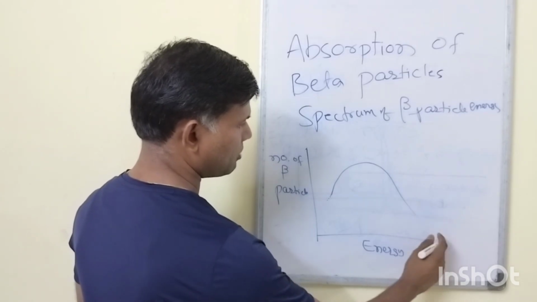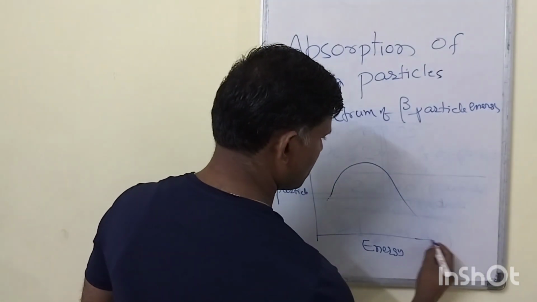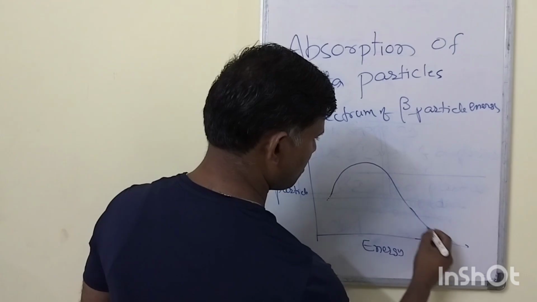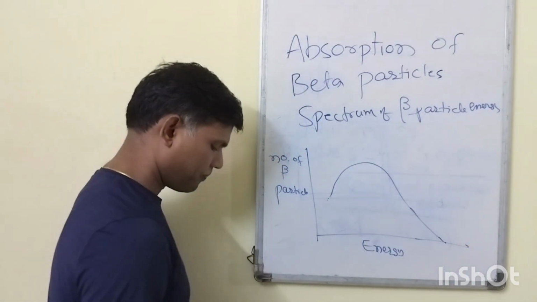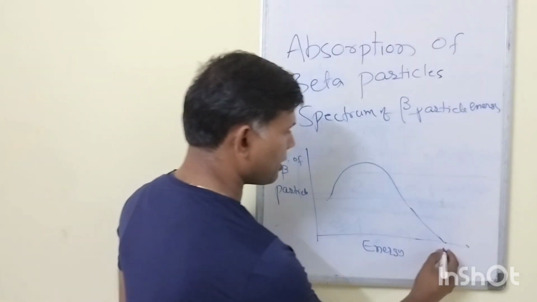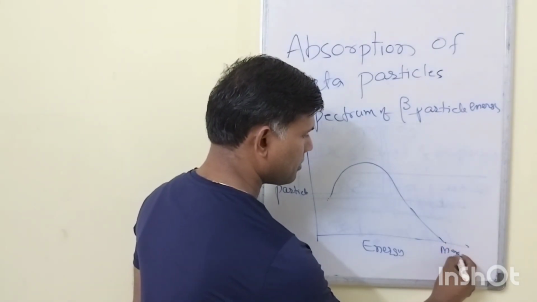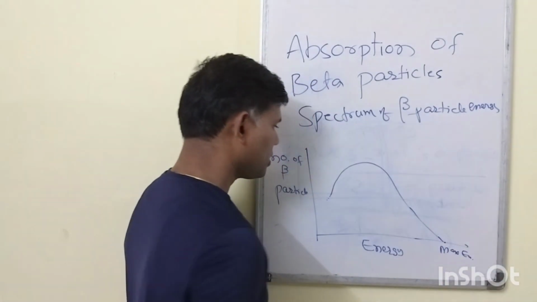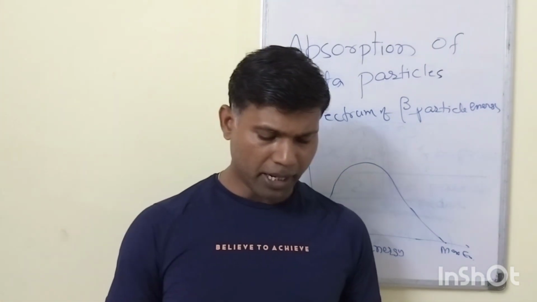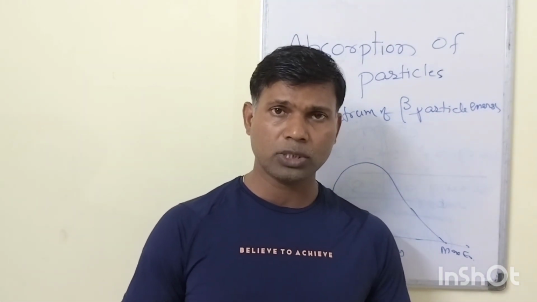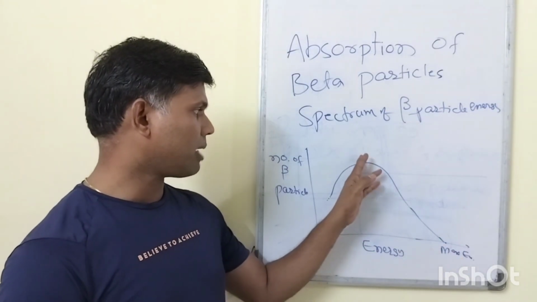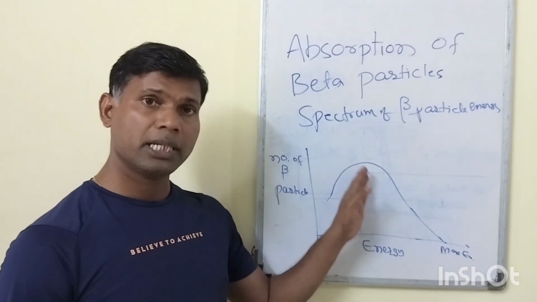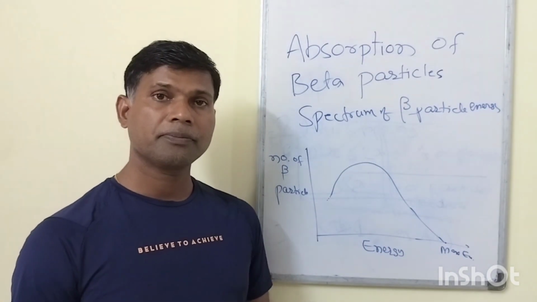Some minimum energy will be there. It's the maximum energy, not minimum. Somewhere it will stop here, not infinite energy. So this is the maximum energy. The beta particle coming from the source has the maximum energy, and it has some average energy or most probable energy.